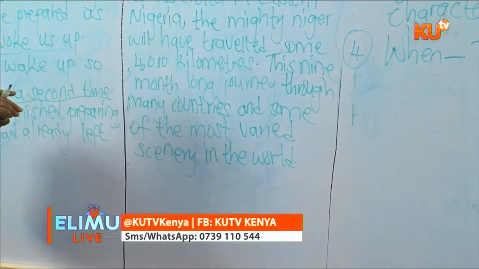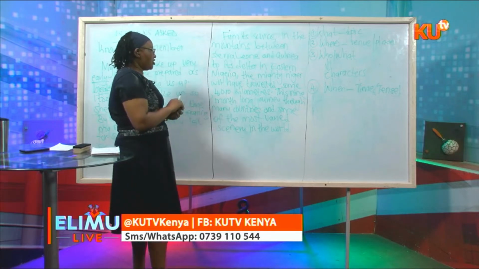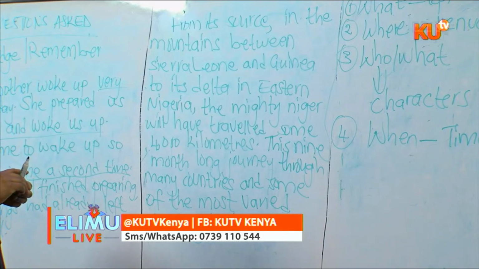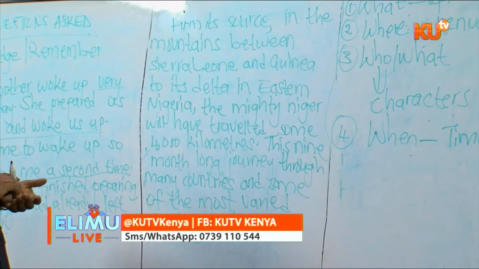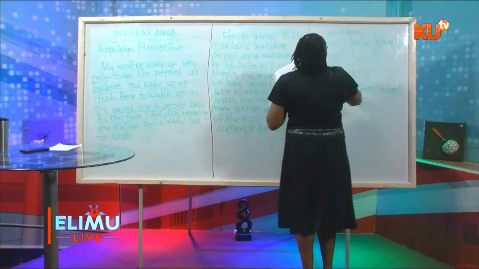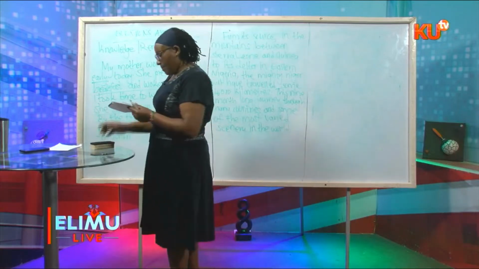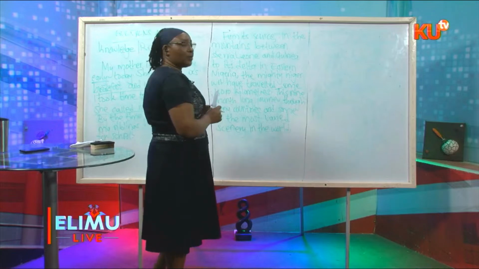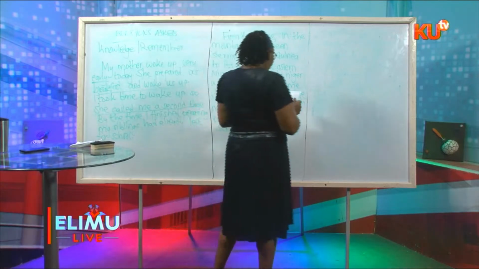Now there we go. From its source in the mountains between Sierra Leone and Guinea to its delta in eastern Nigeria, the mighty Niger will have traveled some 4,000 kilometers. This 9-month-long journey through many countries and some of the most varied scenery in the world. Now, I want to write maybe 1 or 2 questions from that short paragraph of a passage, because I would like us to look at application questions, a question where the learner has to relate what he has read to his or her prior knowledge of other subjects.